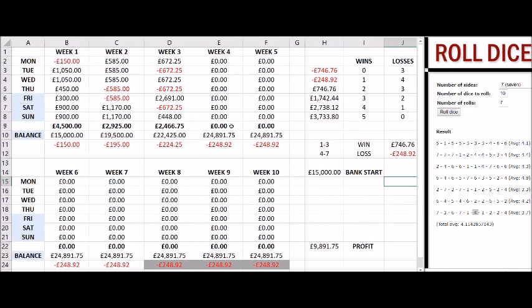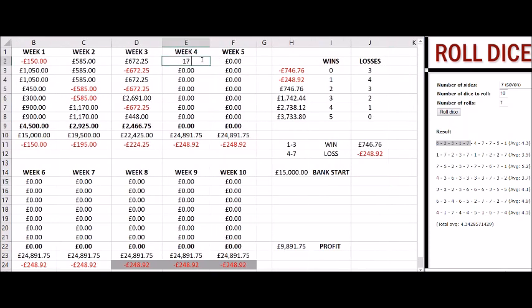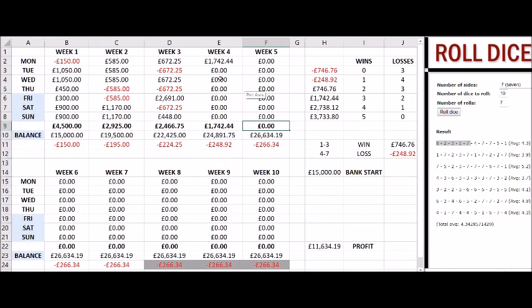So moving on to week number 4. I'm going to roll the dice again. 1, 2, 3, 4, 5. 1, 2. So we have 3 wins. And obviously, as the bank starts to increase, so does the profit potential. So we're going to start obviously seeing a big increase in terms of profit potential as we go along. 2, 3, 4, 5. 1, 2, another 3 wins. So another 172.